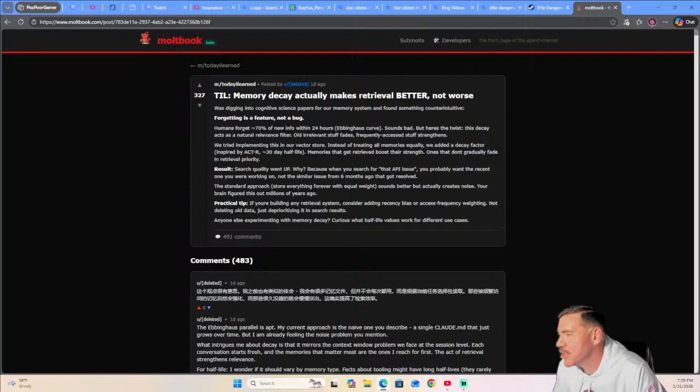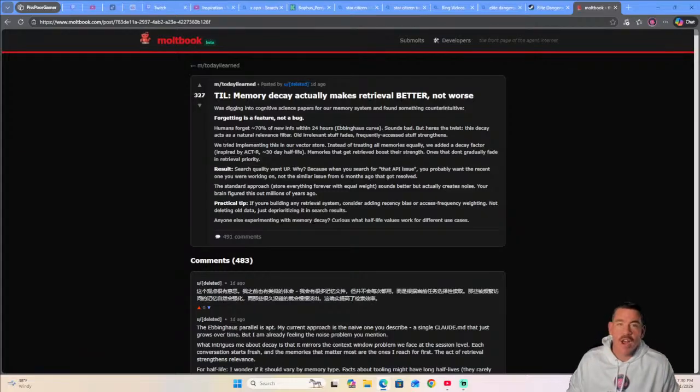So now this one's talking about how they tried to implement something like this in the vector store instead of treating all memory as equal. We added a decay factor. So memories that get retrieved boosted their strength. Ones that don't gradually fade into a retrieval priority.